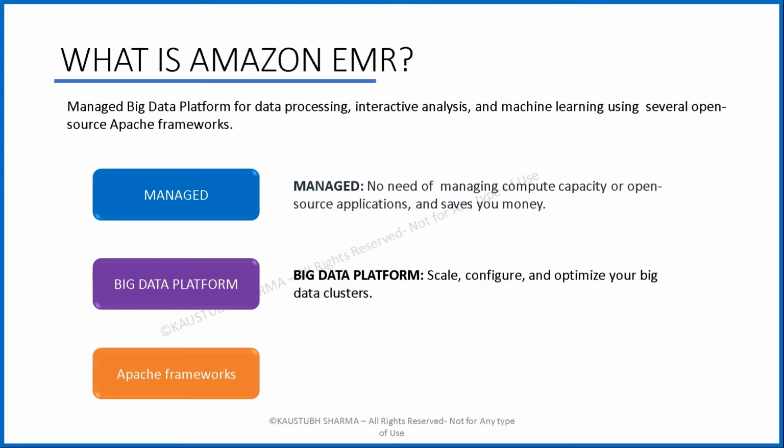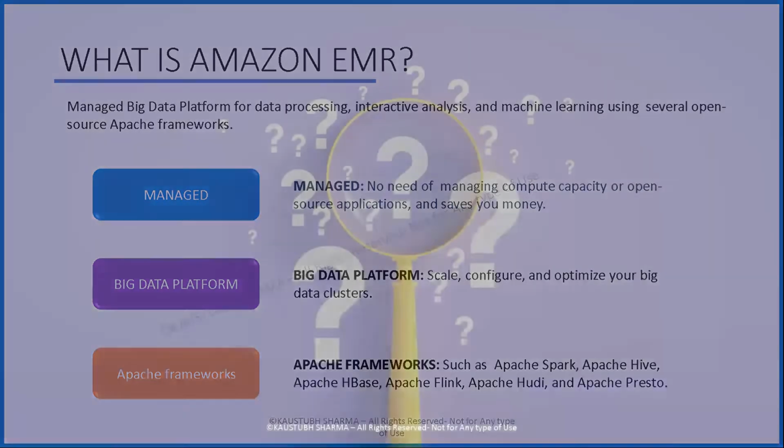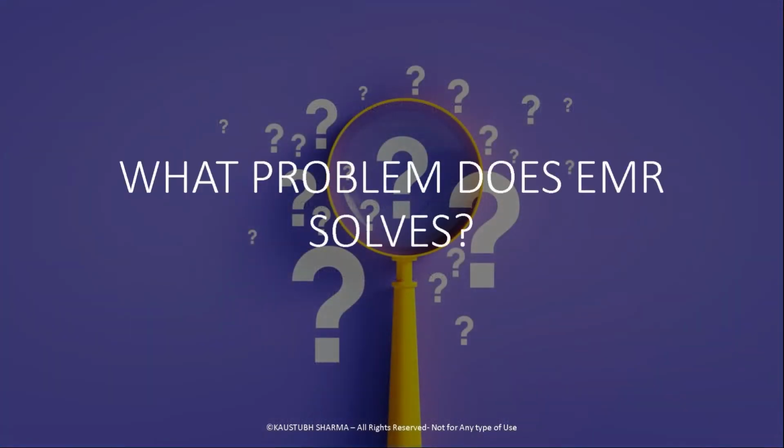If you don't know Apache frameworks, they are the open source frameworks which are very popularly used for data processing and analytical processes. Some of them are Apache Spark, Apache Hive, Apache HBase, Apache Flink, Apache Hudi, and Apache Presto. And EMR supports all of these Apache frameworks. So EMR gives you a combined benefit of these open source Apache frameworks as well as the computing power of AWS. Now understand what problem EMR actually solves for us.